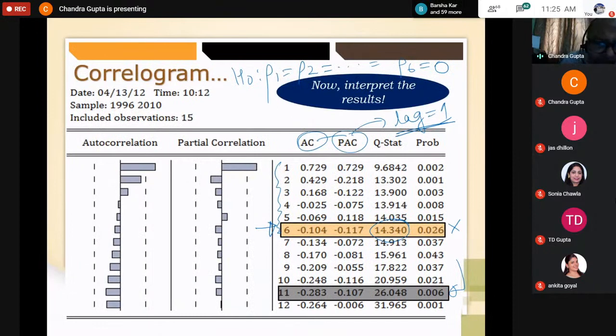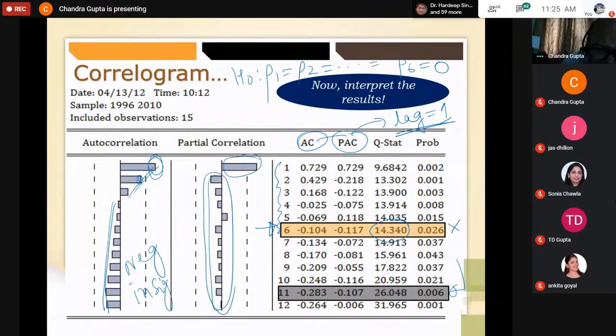So if you see, this autocorrelation is significant, this is not. These are positive correlations. After that, you started having negative correlations, but they are insignificant. And that's the partial autocorrelation. Nowhere significant. And that's the statistical test which we get. So that's how we read it. Okay.